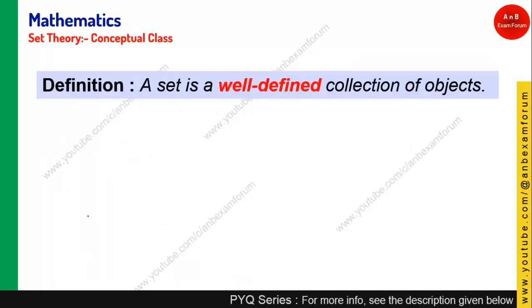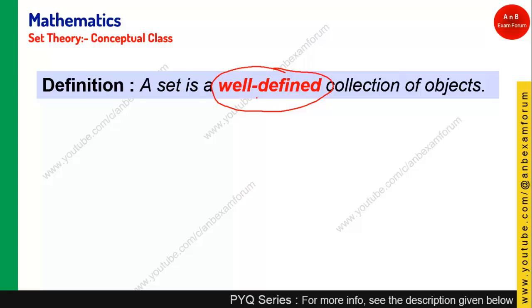Coming to the first and foremost, the definition of a set. Students, remember, a set is a well-defined collection of objects. It is not just a collection of objects, it is well defined. This word is very important, students. What is well defined? We are going to see with the help of examples. A set is a collection of objects which is well defined.